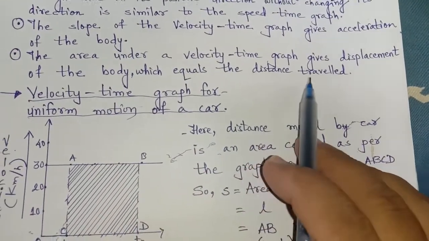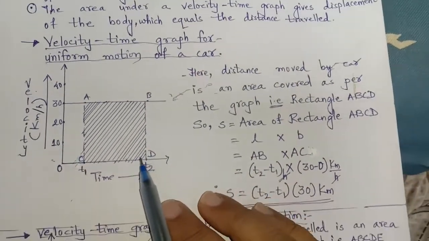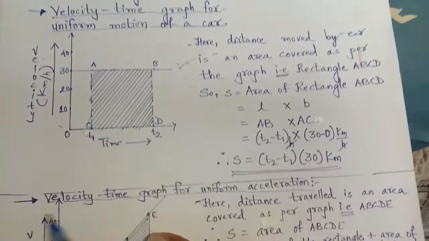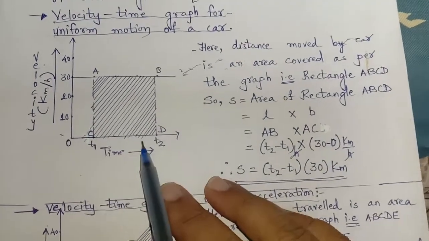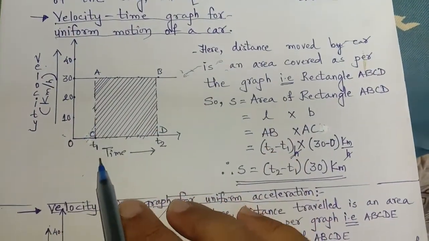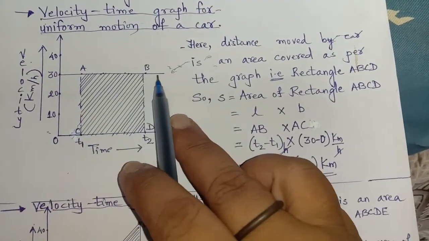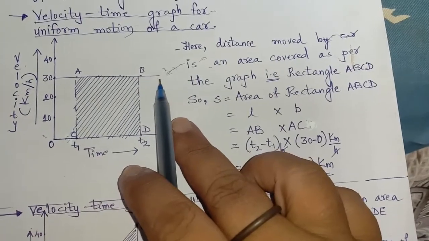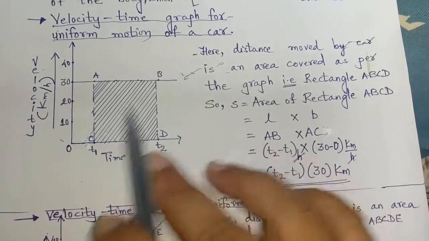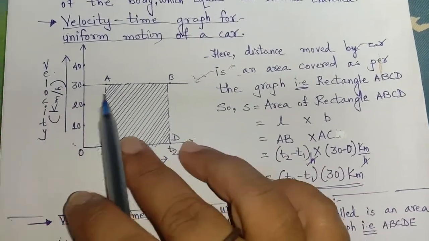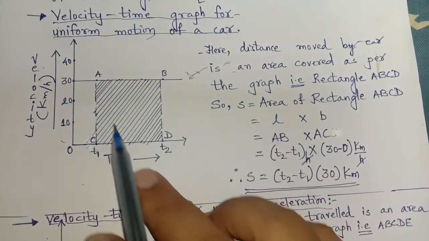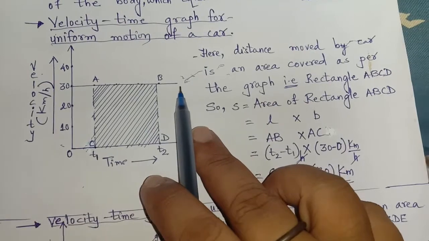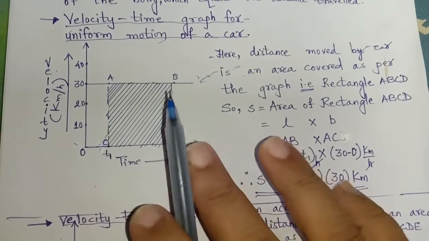which is equal to the distance travelled. So here is the velocity time graph for uniform motion of a car, where velocity is uniform. It means there is no change in the direction. Only in the similar direction the body is moving. Instead of this, if it is speed, then it will be considered as a constant. But here it is velocity, so it is continuing in motion but in the same direction.